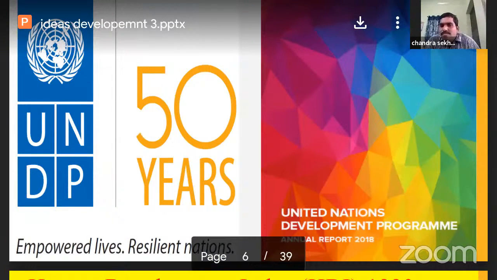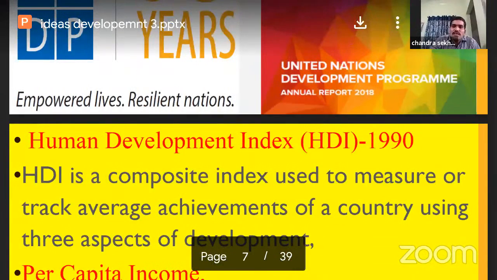So here, this is the cover page of the United Nations Development Program Annual Report 2018, prepared by UNDP. UNDP is one of the wings of the United Nations Organization. The tagline of UNDP is Empowered Lives, Resilient Nations. UNDP is working to empower the lives of the people of all the countries, and by comparing the different countries, they want to give guidance to the world countries to develop, and they are giving some guidance to the poor countries to coordinate with the rich countries.